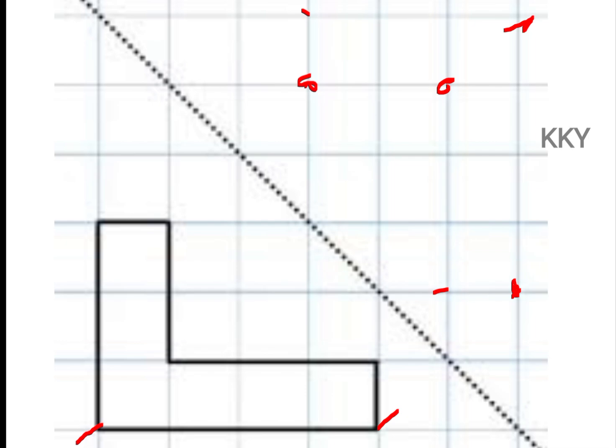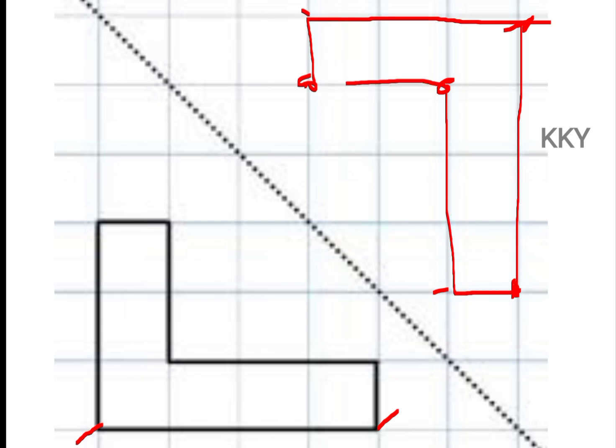So now we can join our points together like that, like that. Okay, it's right here, here, here, and here. So that's a reflection of the shape given to us.